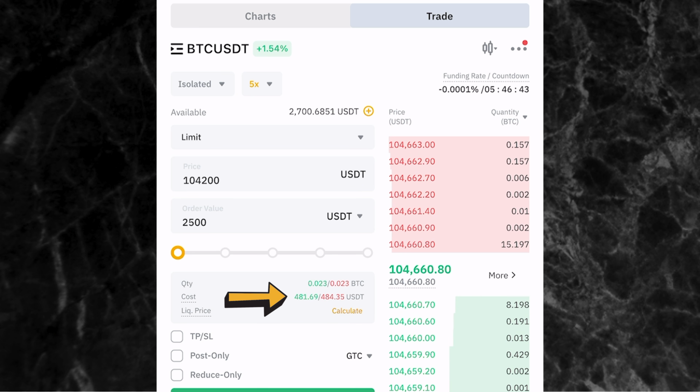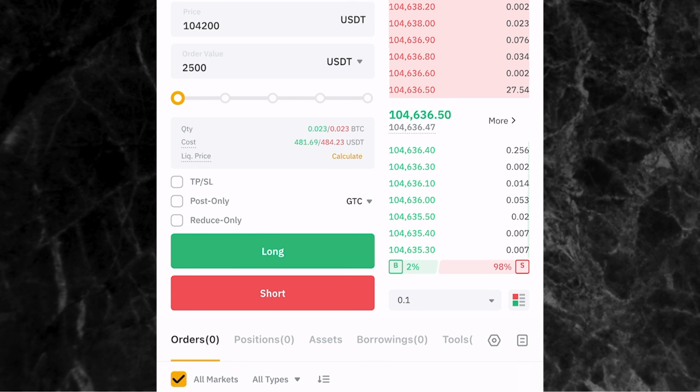So you can see where the arrow is pointing to, the actual cost for this trade is $481. That's if I'm longing, the green one, and then $484 if you are shorting. So that's the actual cost for this trade, the actual money that will be deducted from my available balance. I hope you understand.